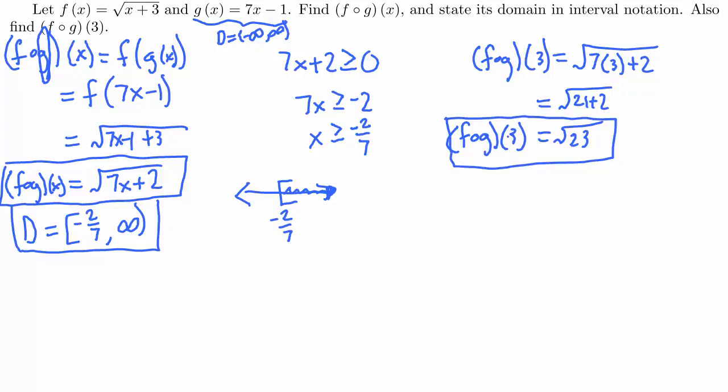And notice that because 3 is within this domain, that's the reason I got a number. If I had used negative 3 instead of positive 3, it would have been outside of my domain, which would have been no solution. Or, excuse me, there would just be no real answer.